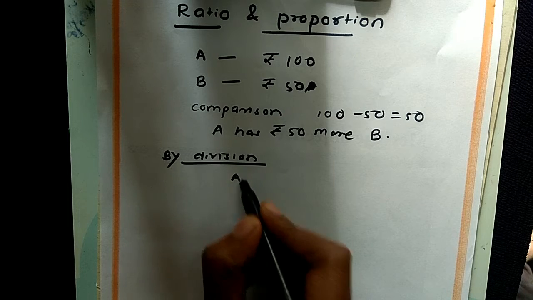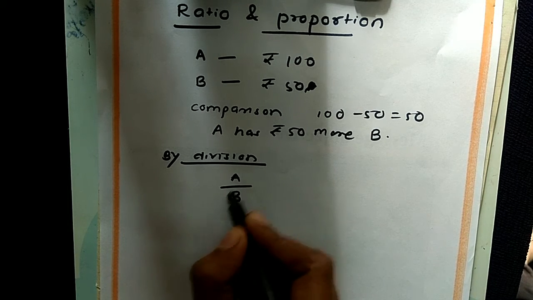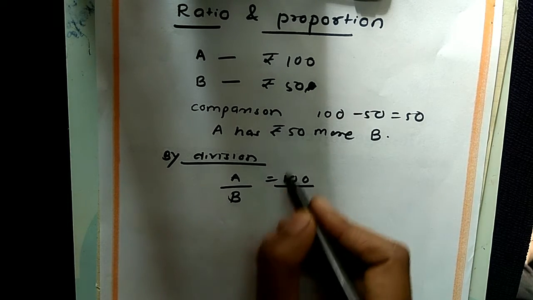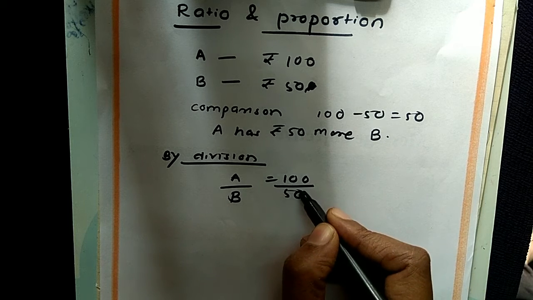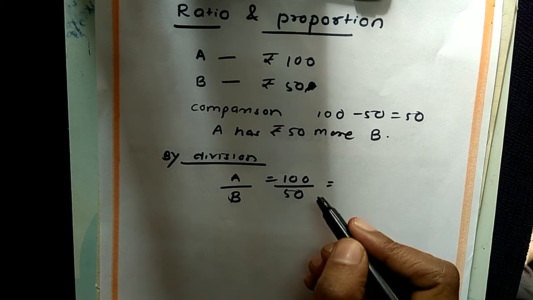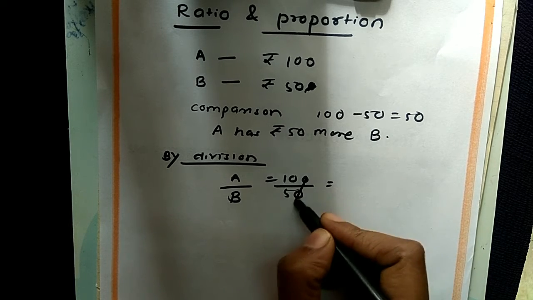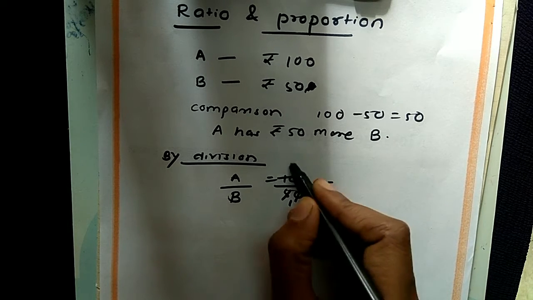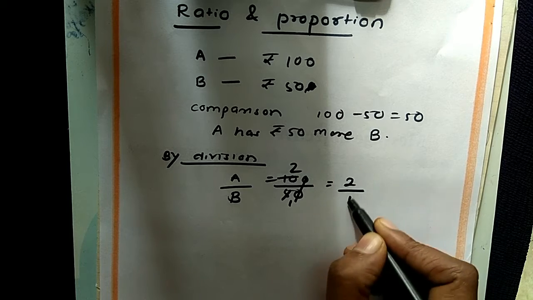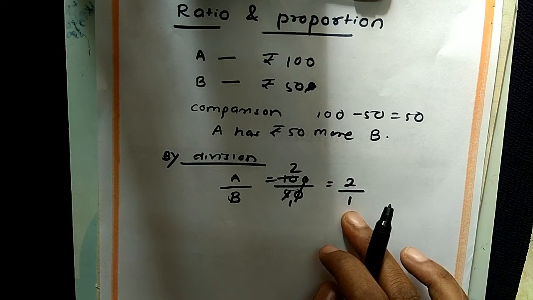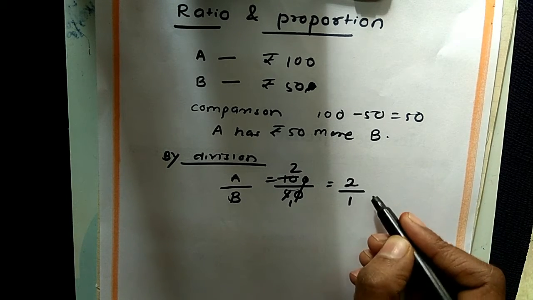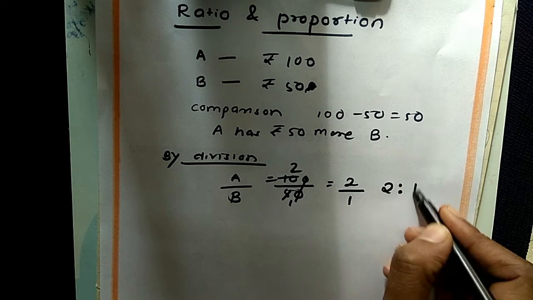Let us take the amount of A and the amount of B. This is 100 and this is 50. You can divide this, and as you know how to reduce this into the lowest form, I have already made a video. This is in fraction form. So 5 ones are 5, and here 5 twos are 10. So 2 upon 1, so 2 is to 1. What is the meaning? You can read this as 2 is to 1.